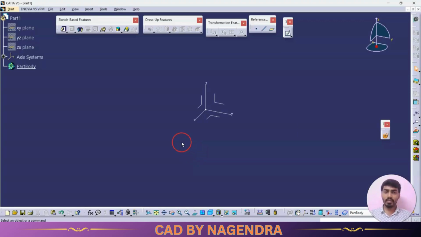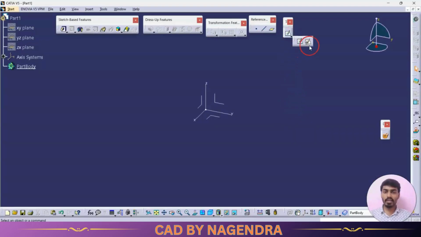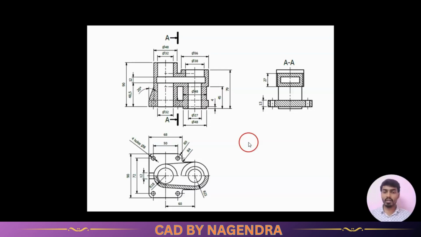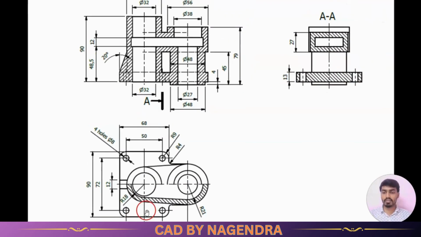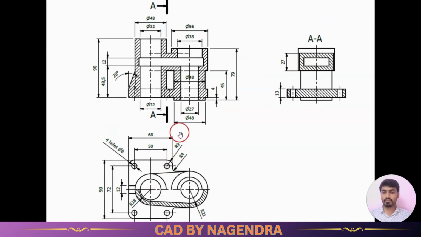For that I will go for sketch. As we can see here, material should be added from top to bottom. So we need to create the sketch on this top plane. I'll just make a proper position. Okay. Now I'll create one rectangle here. Let me zoom in for this. So we are having one rectangle with a length of 68 and width of 90.